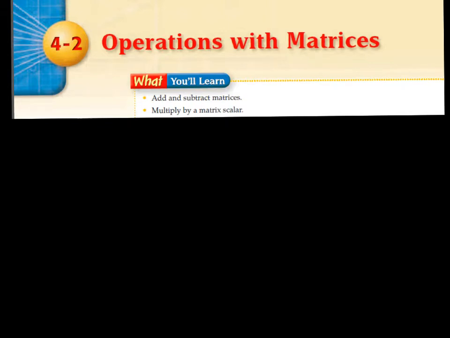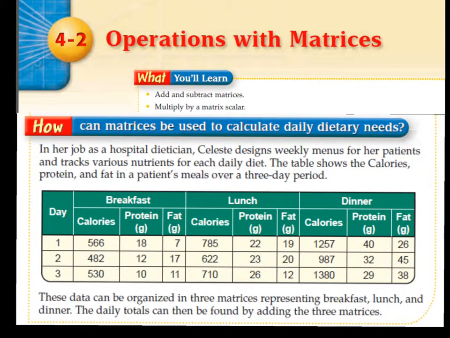In this lesson, you'll learn to add and subtract matrices and multiply by a matrix scalar. How can matrices be used to calculate daily dietary needs? In her job as a hospital dietitian, Celeste designs weekly menus for her patients and tracks various nutrients for each daily diet. The following table shows the calories, protein, and fat in a patient's meals over a 3-day period.